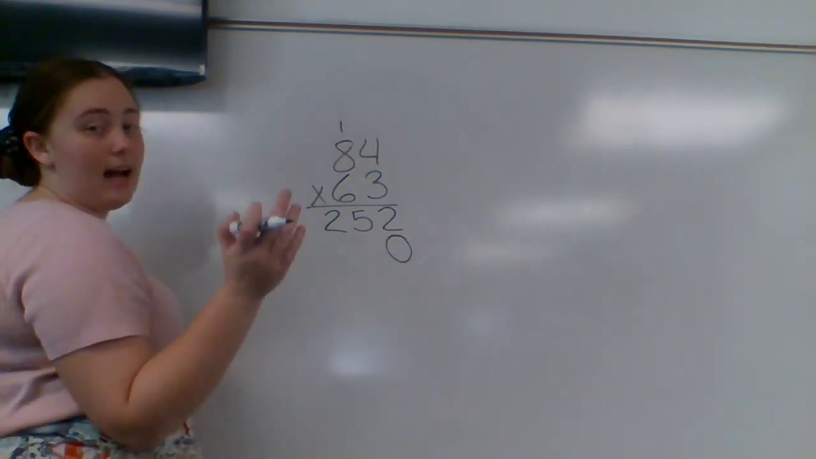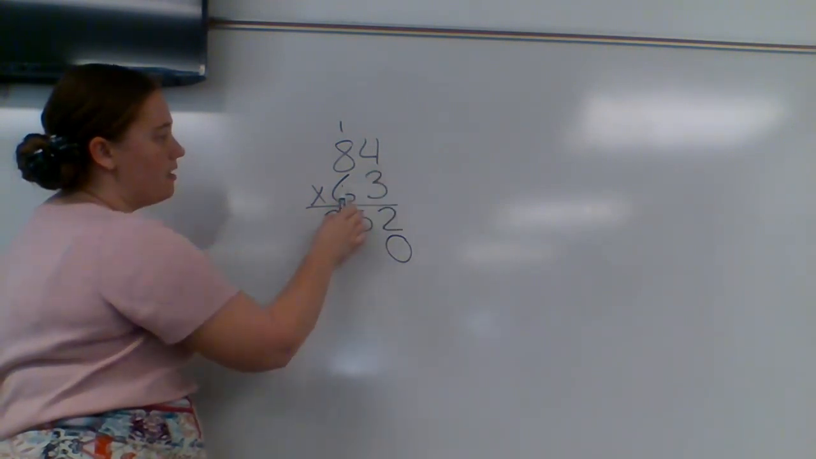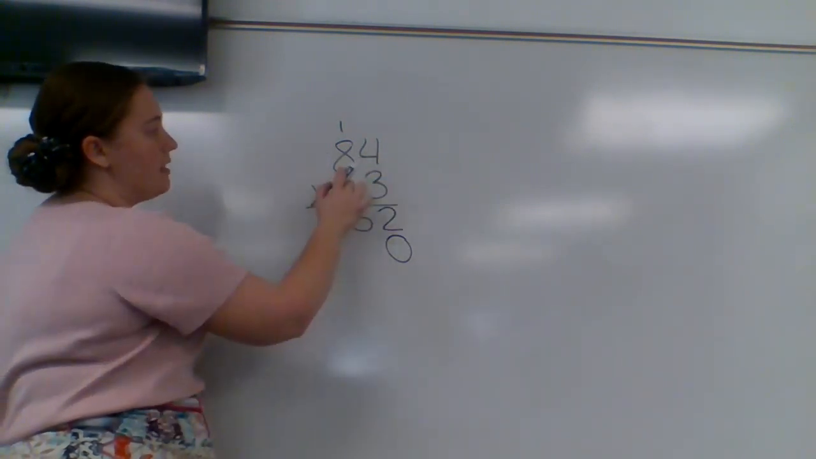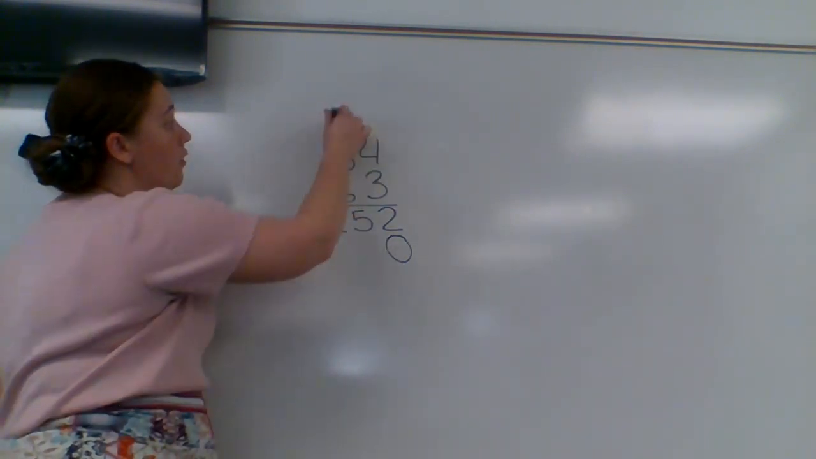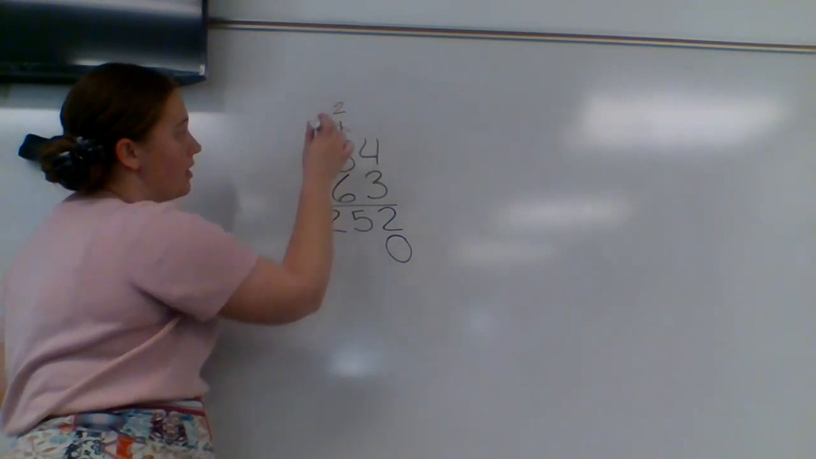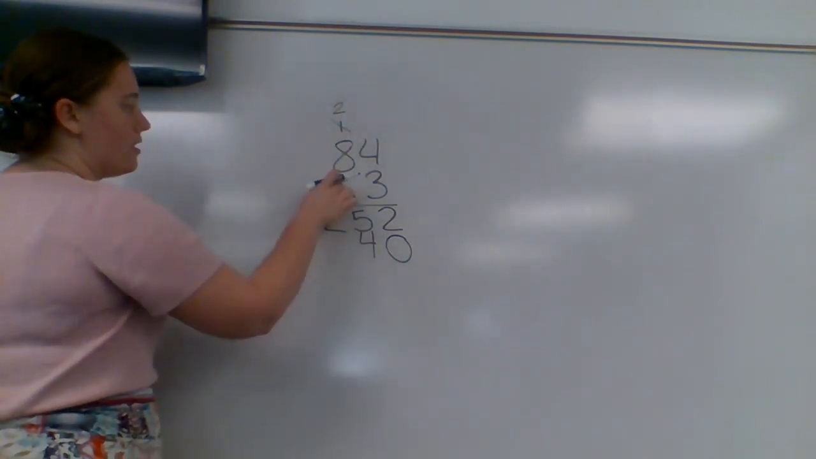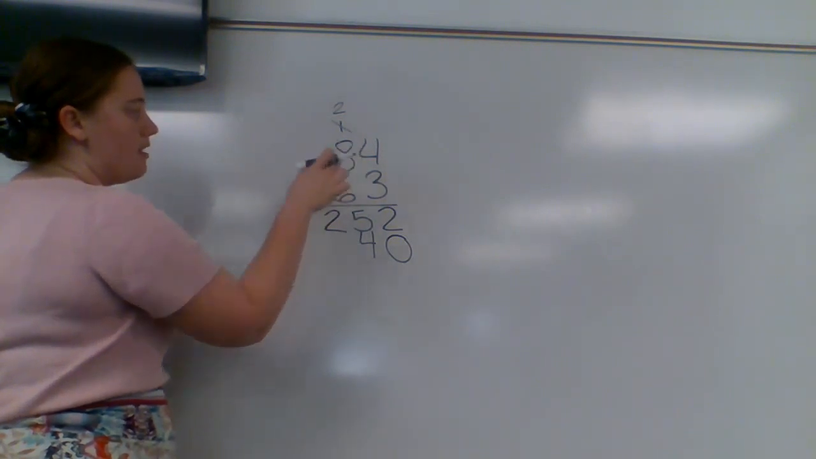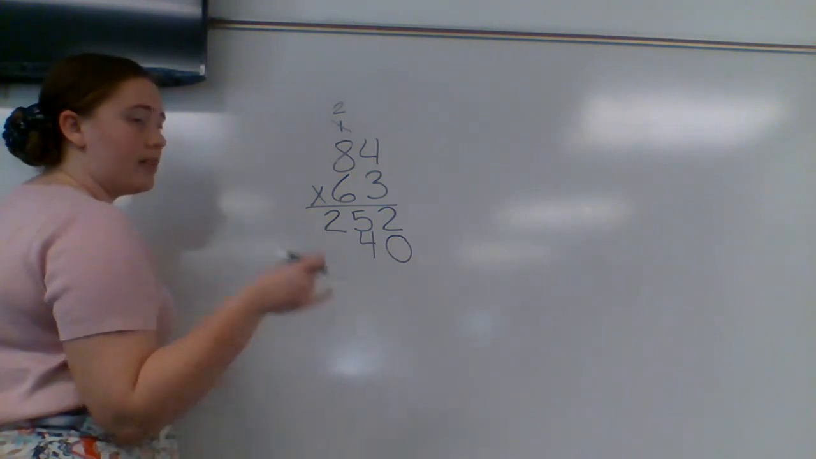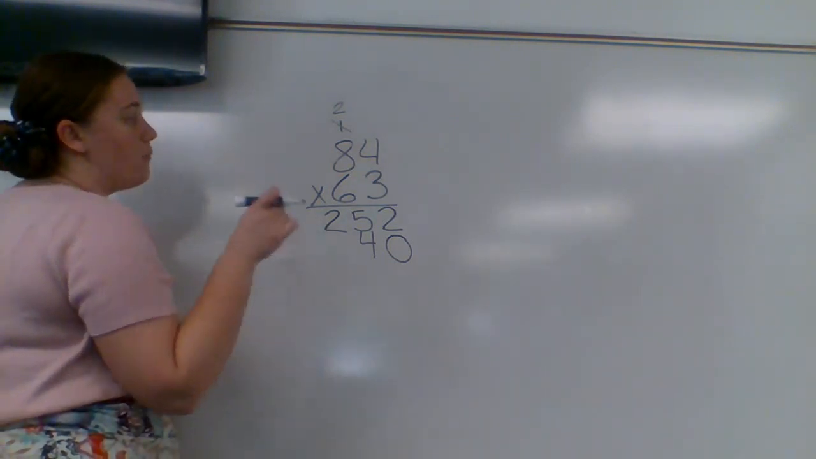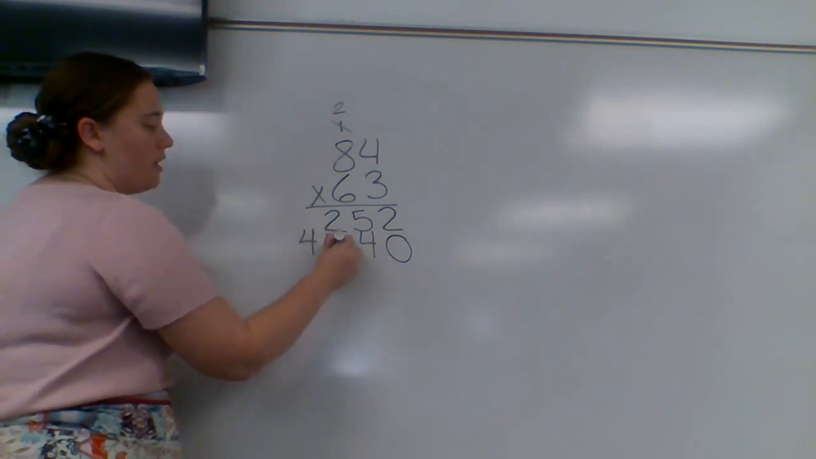After that, I need to take this 6, and do 6 times this 4 up here. 6 times 4 is 24. We're going to cross this 1 out and put 2 up here. 4 goes down here. Next, I'm going to do this 6 times 8. Well, 6 times 6 is 36. 6 times 7 is 42. So 42 plus the 2 is 44.